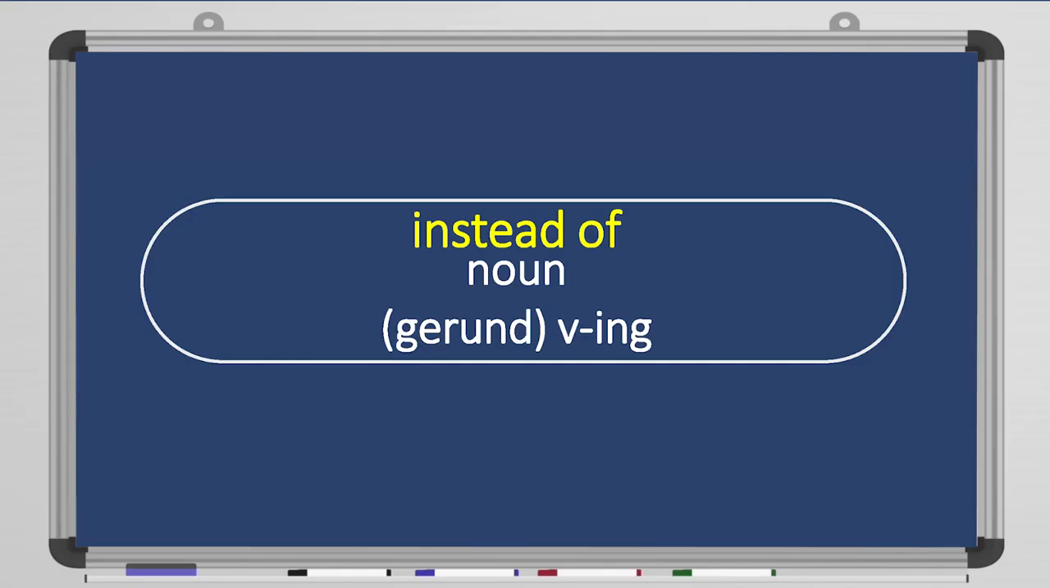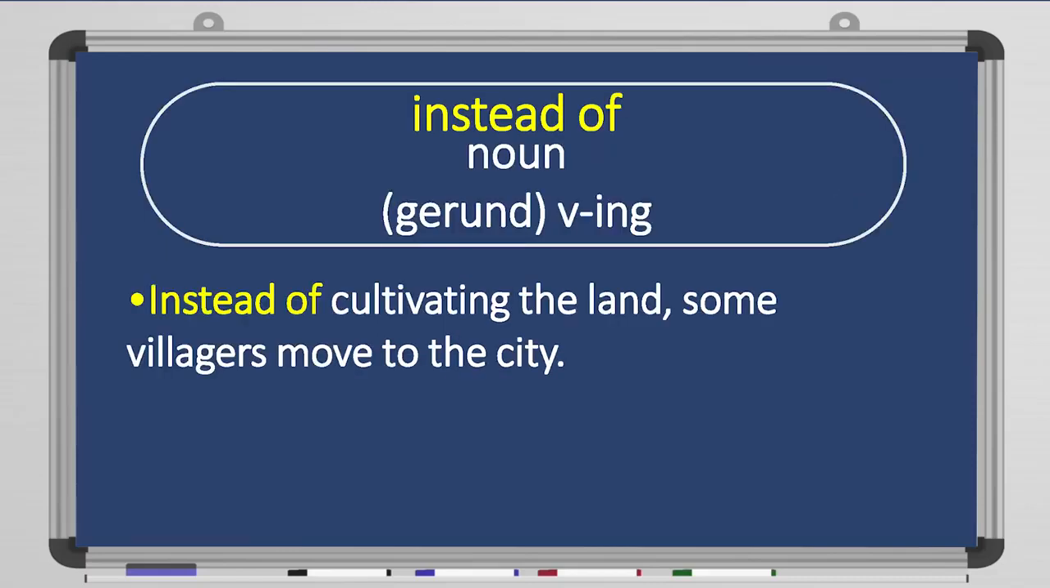Another one we have here is instead of, when you give an alternative or you give something else. Now, when you use instead of, remember, you have to follow it with what? You have to follow it with a verb in the gerund form. So instead of eating, you should diet. Instead of watching TV, read a book. The example we have here is, instead of cultivating the land, some villagers moved to the city. And as you can see in the sentence here, instead of is always followed by a verb with the ing.